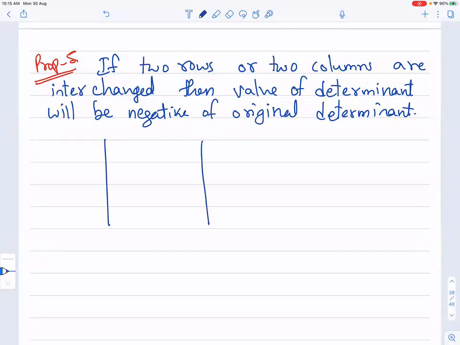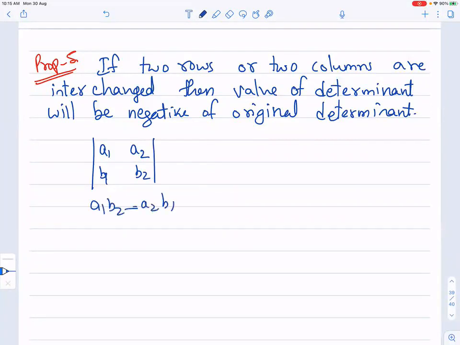If two rows or two columns are interchanged, I'll show you in 2 cross 2 also. Imagine you have A1, A2, B1, B2. Its answer is A1 B2 minus A2 B1. If I interchange the first two columns, meaning I write A2, A1 and B2, B1, I just interchange these two columns. Then what will come? A2 B1 minus A1 B2. This is like the negative of the original, right? Correct now? Yes. And this is going to happen for 3 cross 3 also.